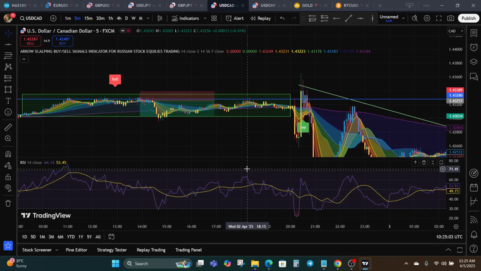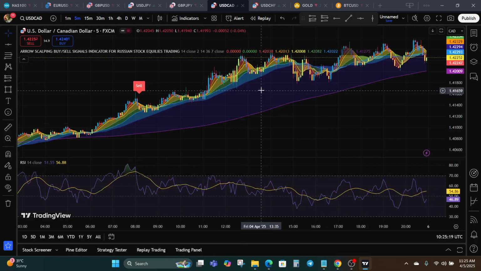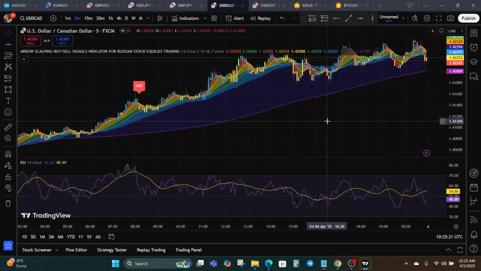It's especially useful for traders who are new to scalping, as it gives them the confidence to enter and exit trades without hesitation. Moreover, the simplicity of the arrows means you don't have to overcomplicate your trading strategy. You'll be able to focus on executing your trades and building your skills rather than getting caught up in complex analysis.